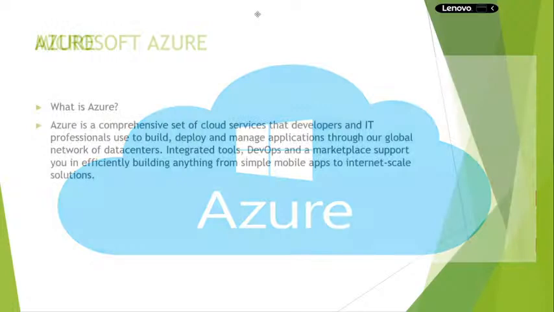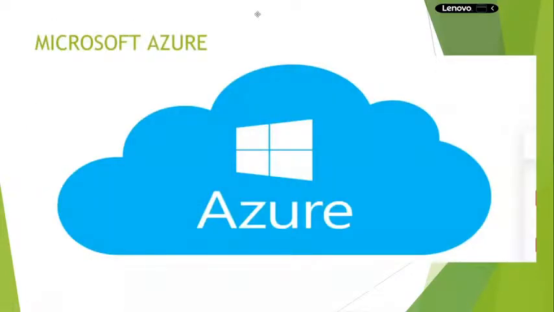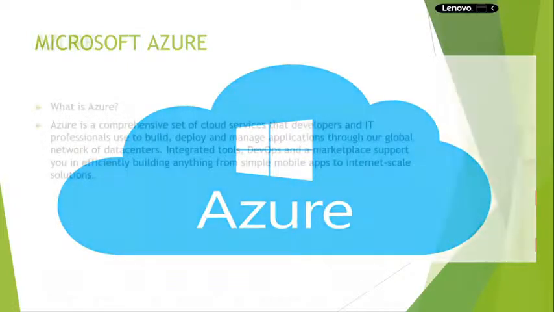Azure is a comprehensive set of cloud services. Note it down. What is Microsoft Azure? Azure is a comprehensive set of cloud services where we can build, deploy, manage, and access the applications through global network data centers. That is called Microsoft Azure. Okay, this is the exact definition. This definition is provided by Microsoft, not by me. As it is, I copied and pasted it here.